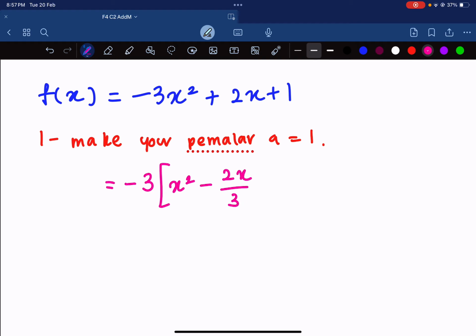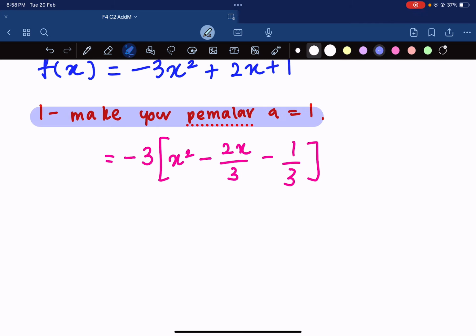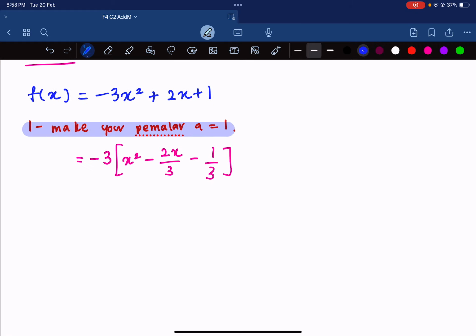And this one is optional whether you want to put the 1 dekat luar macam ni ataupun you masukkan je sekali, I mean you factorizekan je sekali. So dia akan jadi negative 1 over 3. I prefer masukkan sekali je sebab nanti time darab balik dia tak pening sangat, compared dengan if you biar je kat luar. Macam tu lah. Okay, so this is your factorized punya equation.